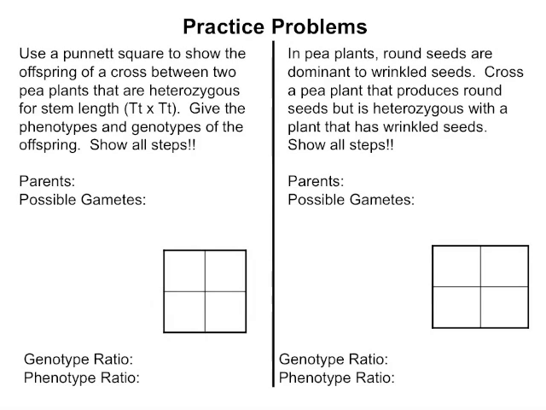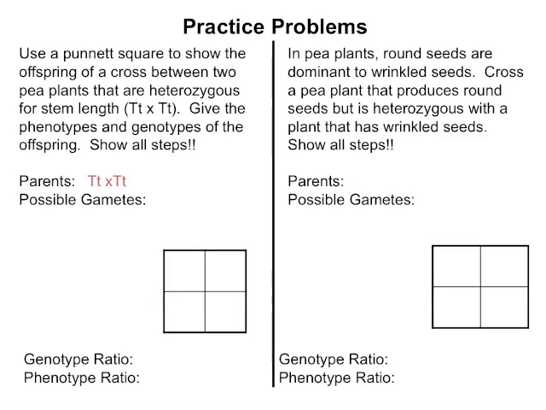So now let's look at a couple of specific practice problems. Use a Punnett square to show the offspring of a cross between two pea plants that are heterozygous for stem length. In this case, we've been given the genotypes of those parents, so it's a cross of big T, little t, cross big T, little t. Give the phenotypes and genotypes of the offspring.